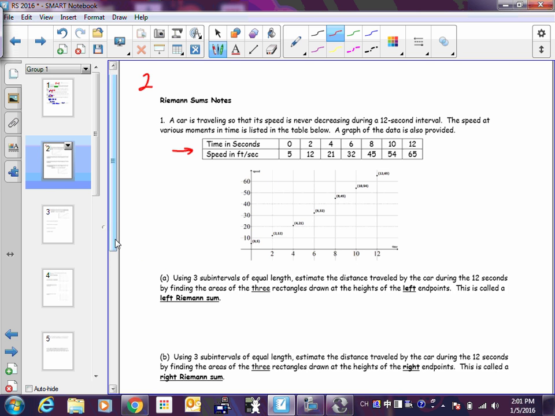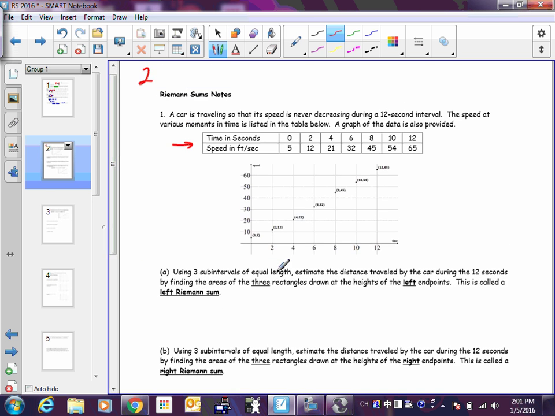So part A says using 3 subintervals of equal length. Okay, so the interval is 0 to 12. A subinterval is going to be like 0 to 2, 0 to 4, 0 to 6, something like that. If they're of equal length, how long is just one subinterval? So the total is 12, and there's 3 of them. 4. So each subinterval is 4. Okay? So that's important.